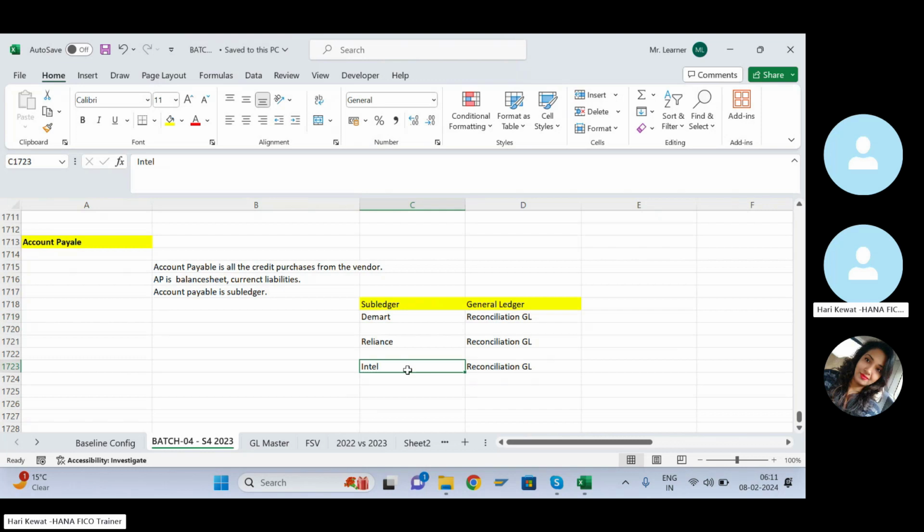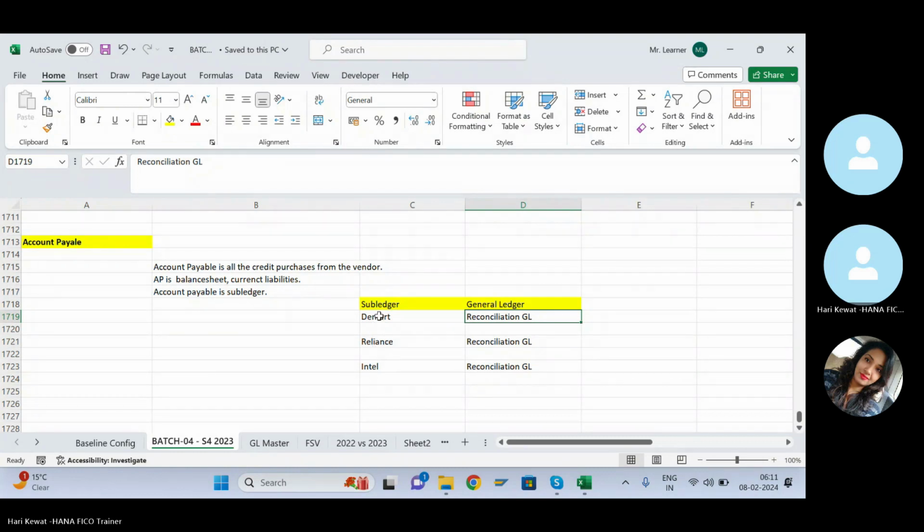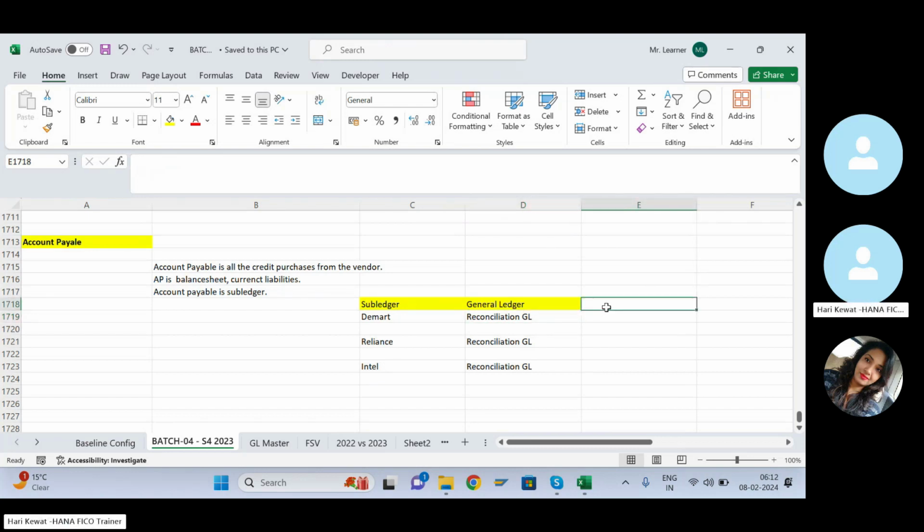Is it clear, the sub ledger and main ledger concept? Yes, sir. You cannot post directly into the reconciliation GL. You should always post to the sub ledger, that is, at the vendor level.